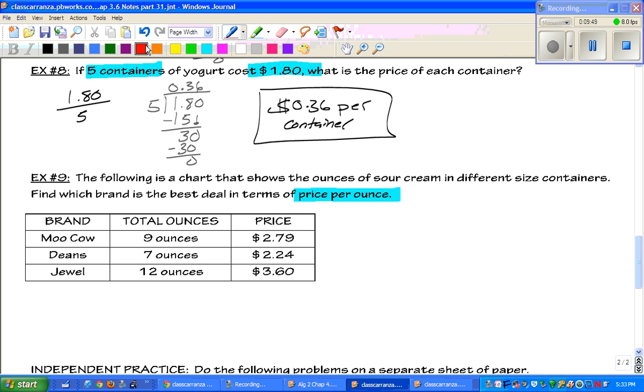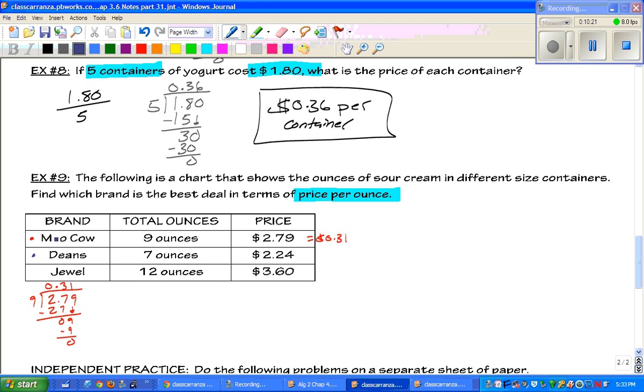Okay, so for each one, you're going to take the price and divide it by the ounces. Does 9 go into 2? No. Does it go into 27? Yeah, 3 times. Bring the 9 down. 9 goes into 9 1 time. So the moo cow equals 31 cents.